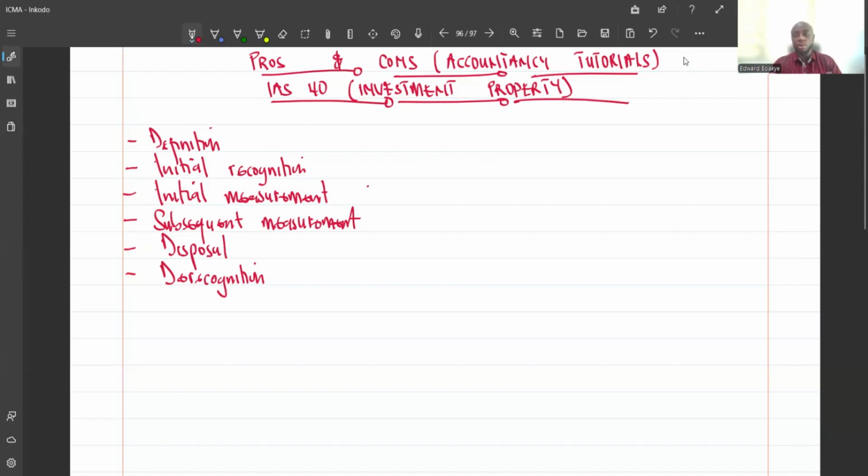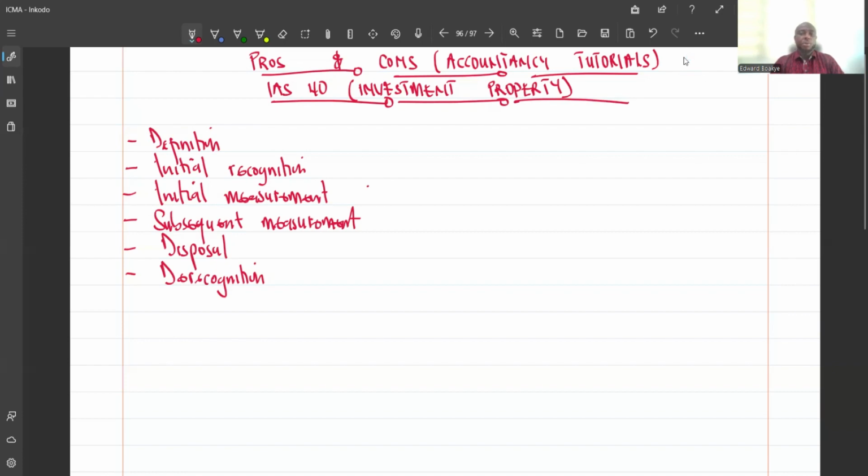So for rentals, or we just hold it for what? Capital appreciation. Right? So it's not like the one that we are holding for production of goods and services and for administrative purposes. No. This one is basically for capital appreciation or rental. So we are saying it is in the form of what? A building, right? Land, part of a building, or land and building together. That is the idea for investment property.